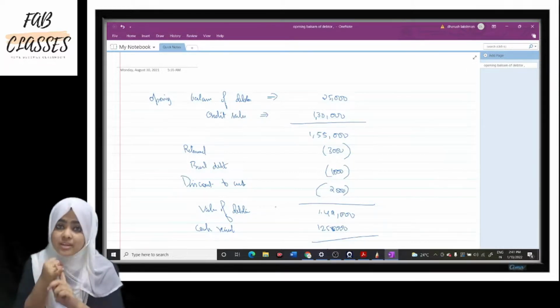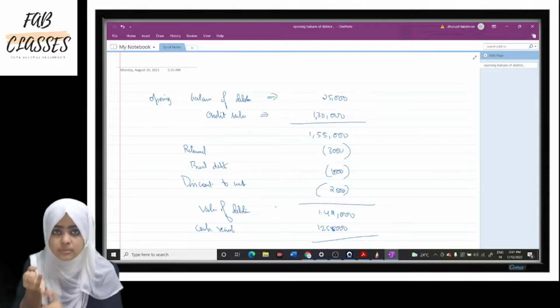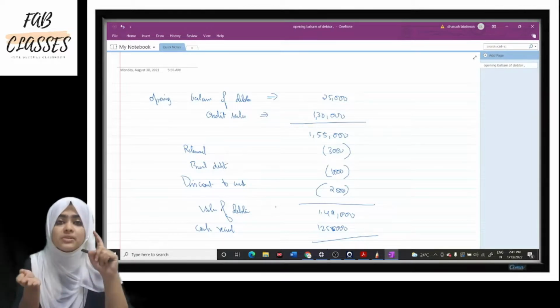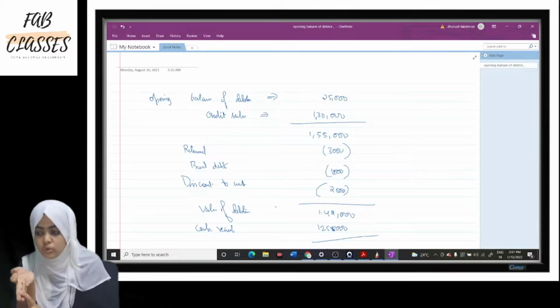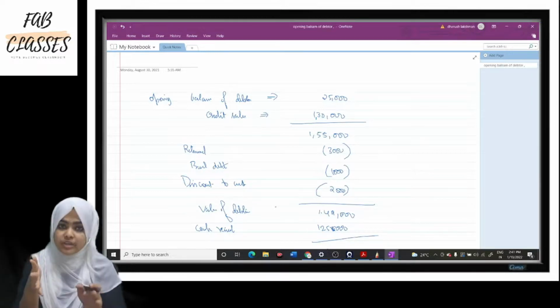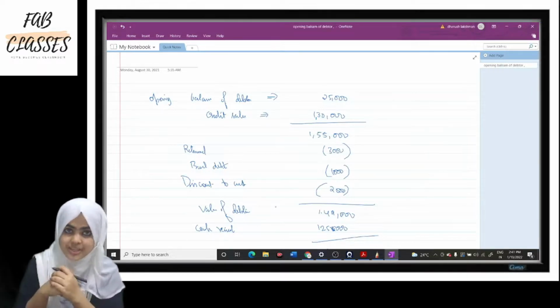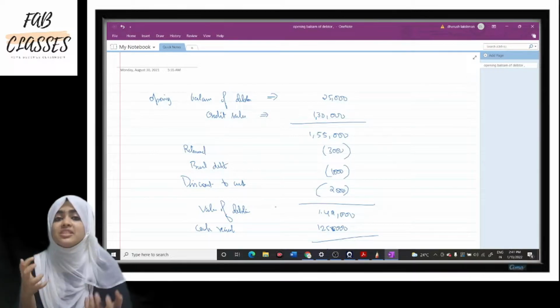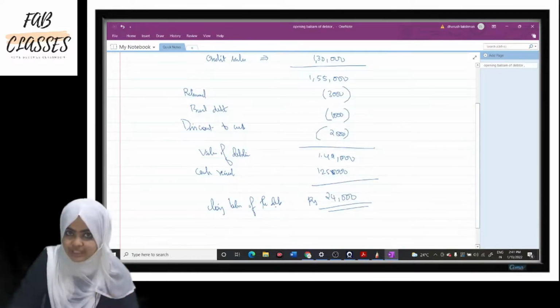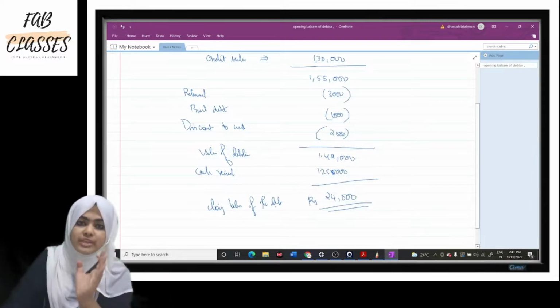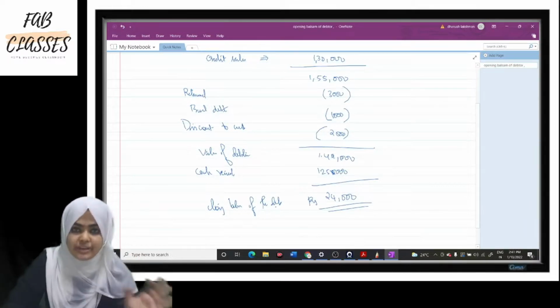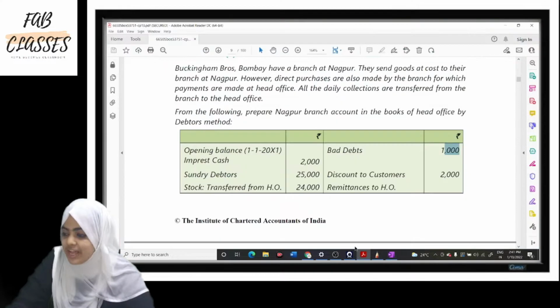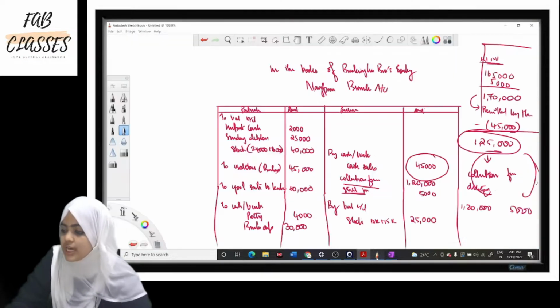Out of that, there was a return of 3,000 from the customer. There was a bad debt of 1,000 rupees, and a discount given to the customers of 2,000. So the value of our debtors was 1,49,000, and out of this, the collection received from the customer was 1,25,000. So the closing balance of the debtors is just 24,000.